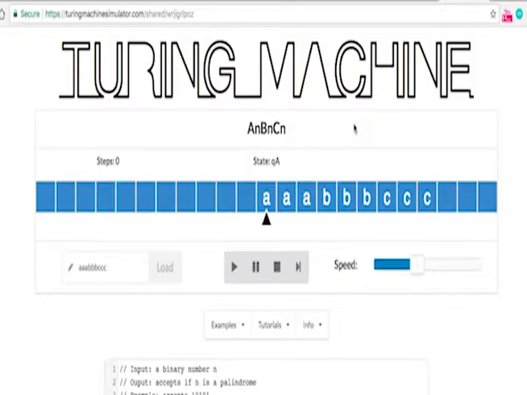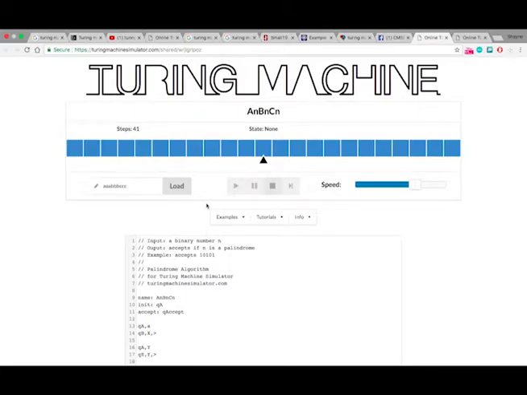Today we'll talk about the Turing machine. For our first example, number one of our assignment 6 for ComSci 141, we would discuss a^n b^n c^n, where the number of a's, b's, and c's are equal. So let's start. How the code actually works is that you start in state QA.